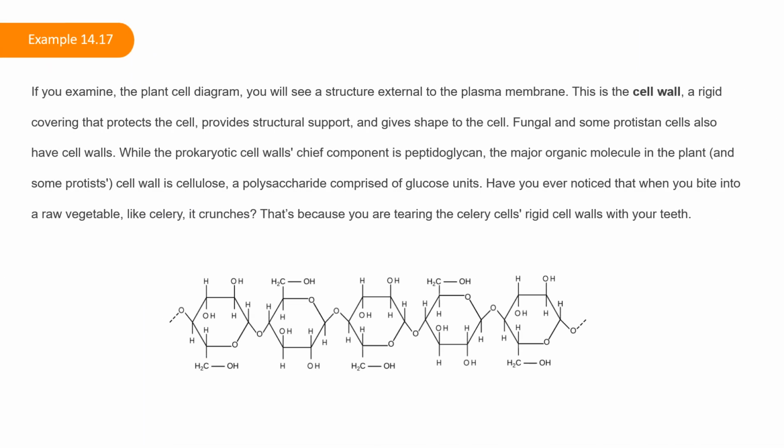If you examine the plant cell diagram, you will see a structure external to the plasma membrane. This is the cell wall, a rigid covering that protects the cell, provides structural support, and gives shape to the cell. Fungal and some protistan cells also have cell walls. While the prokaryotic cell wall's chief component is peptidoglycan, the major organic molecule in the plant, and some protists, cell wall is cellulose, a polysaccharide comprised of glucose units. Have you ever noticed that when you bite into a raw vegetable like celery, it crunches? That's because you are tearing the celery cell's rigid cell walls with your teeth.